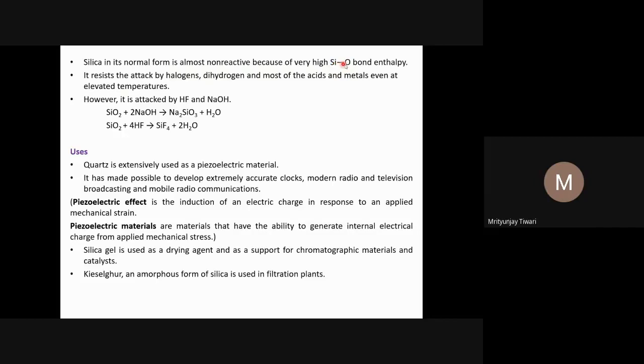Although you see there is a mismatch in the size of silicon and oxygen, there is no mismatch in size in the carbon-carbon bond in diamond, but here in silicon and oxygen we see a mismatch in size. But the affinity of silicon with oxygen is very high, and that higher affinity is because of the presence of vacant d orbitals in silicon. The mismatch in the size of the orbitals is also not very high. A slight mismatch is there, but it is not exaggerated. So it resists the attack. That is why the Si-O bond enthalpy is high, and so it resists attack by halogens, hydrogen, and most of the acids.